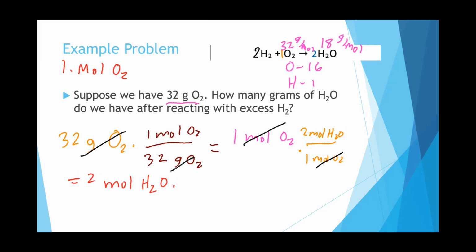And now the last thing we have to do is convert moles of water to grams of water, and that's the molar mass. We use 18 grams, and the 18 grams are on the top, so the moles can cancel out.